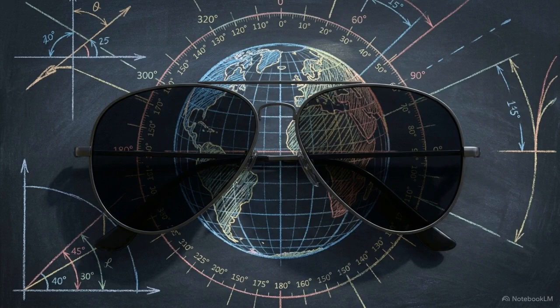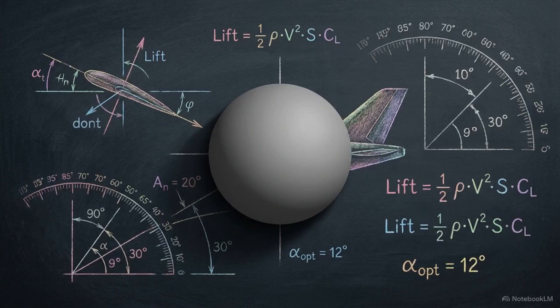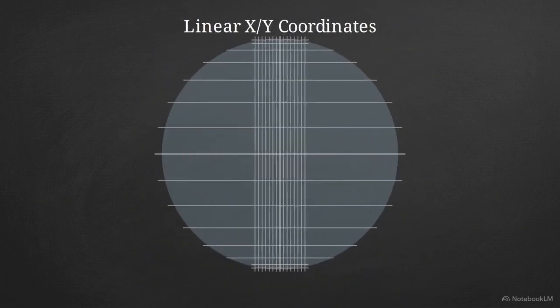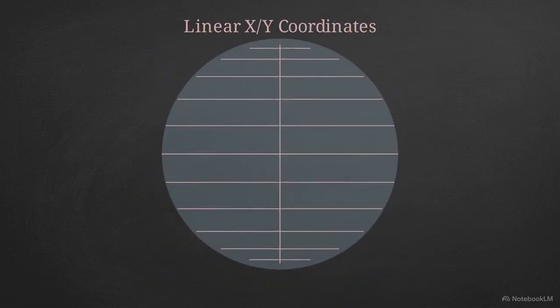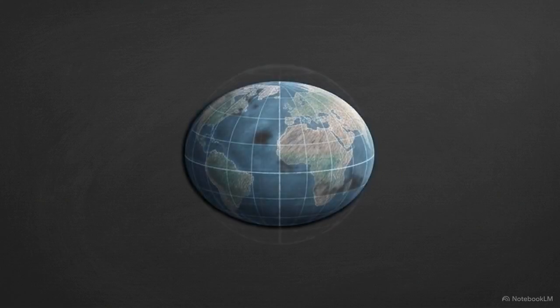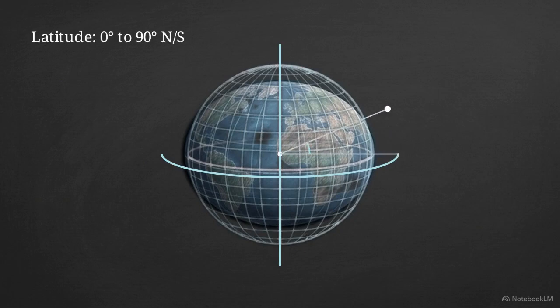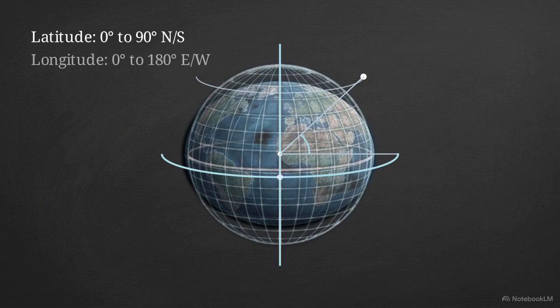Knowing the true shape of the Earth leads to the next problem. How do we definitively plot a location on the surface of a spinning, bulging sphere? A traditional flat graph using linear x and y coordinates fails when wrapped around a curved three-dimensional object. The solution relies on angular measurement from two perpendicular datum lines. First is latitude, the angle measured north or south from the equator, from 0 to 90 degrees at the poles. Second is longitude, measured east or west from the prime meridian, to 180 degrees.